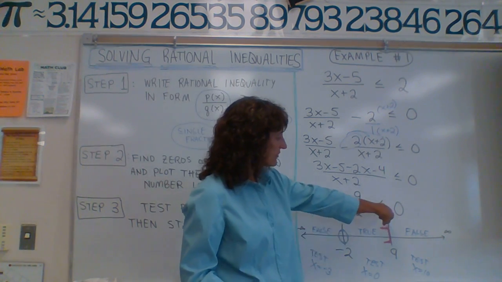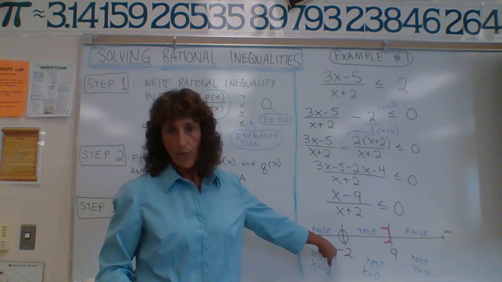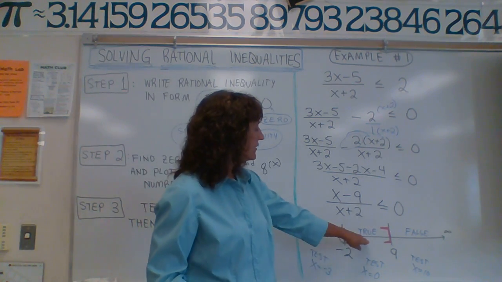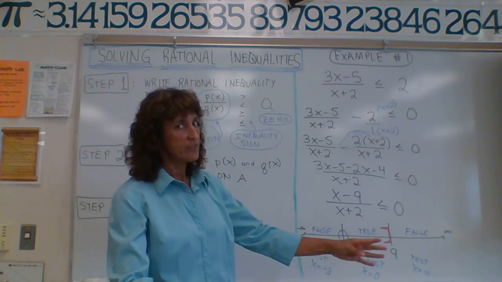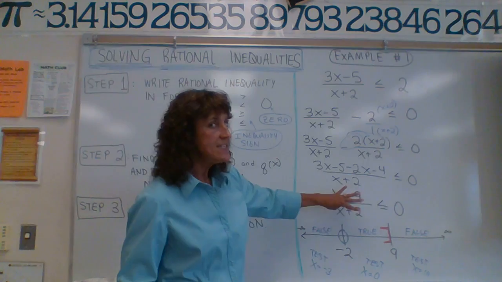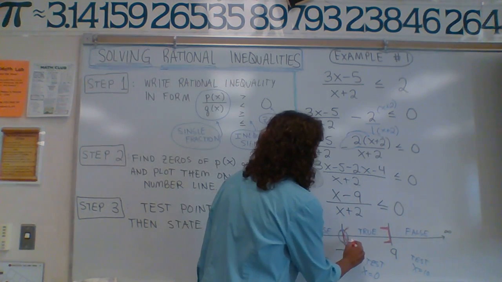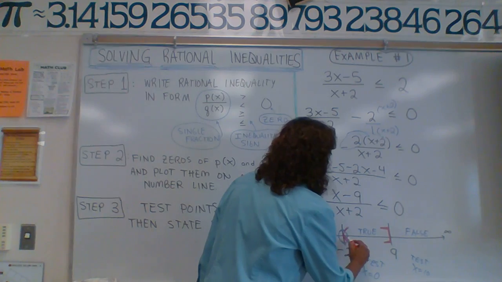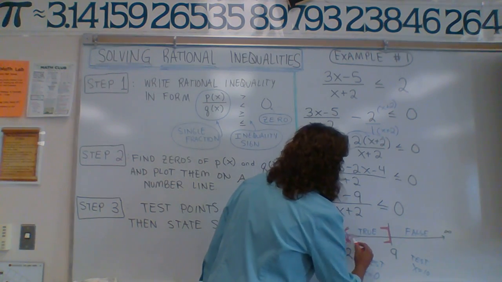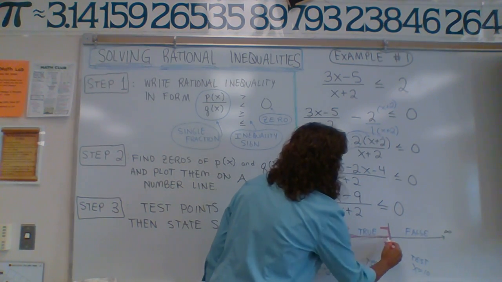I know it looks like it's inclusive for this symbol here, but we do not want to include the negative 2 in our interval, because if we include the negative 2, it puts a 0 in the denominator, we would have an undefined fraction, which does not make it a true statement. So you do not want to include the negative 2. So a parenthesis over here. So this is where the solution lies.